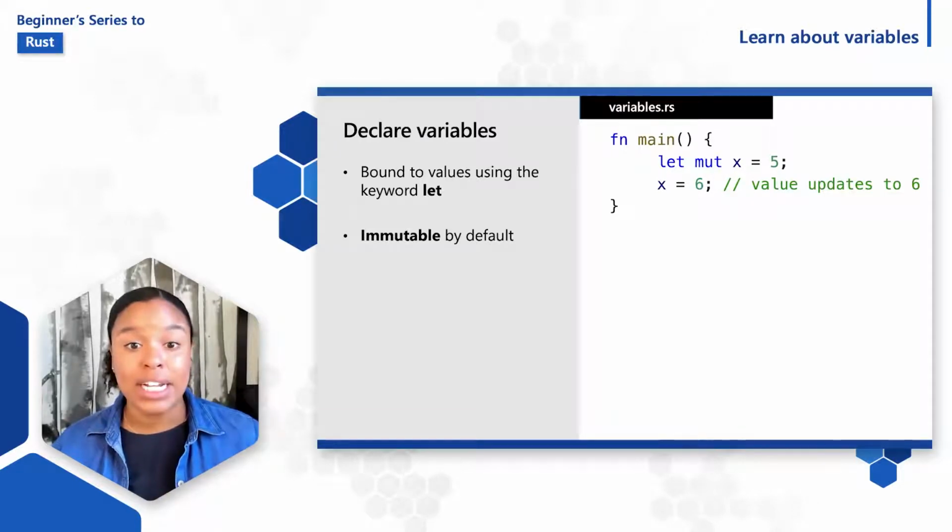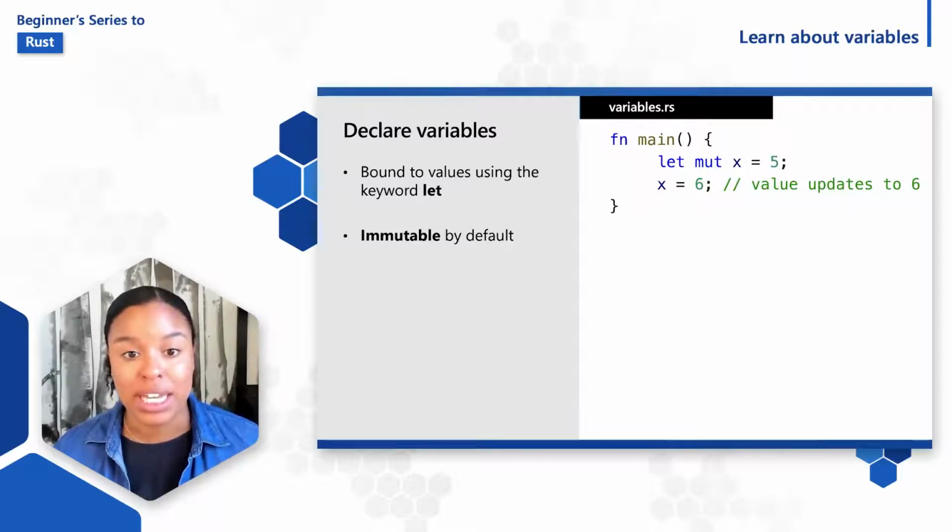To be able to change the value of the variable, I would need to make the variable mutable by adding the mut keyword, M-U-T, before the variable name. So a mutable variable will be defined as let mut x = 5, and then x can be bound to another value with the statement x = 6.